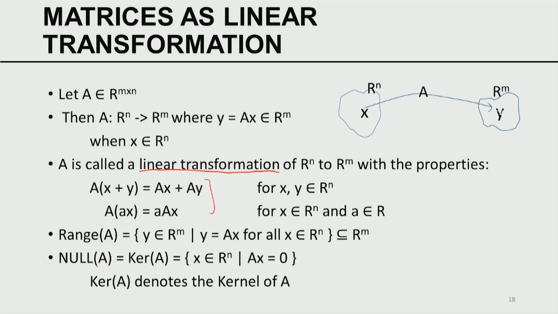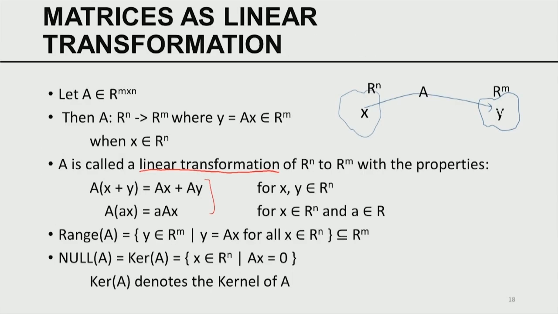The null space of A, on the other hand, is also called the kernel of A. These are different names. It is the set of all vectors which are annihilated by A. So A times x is 0. So the set of all x belonging to Rn such that Ax is equal to 0 is called the null space. It is also called the kernel. So the kernel of A is the set of all vectors which are annihilated by the matrix A.